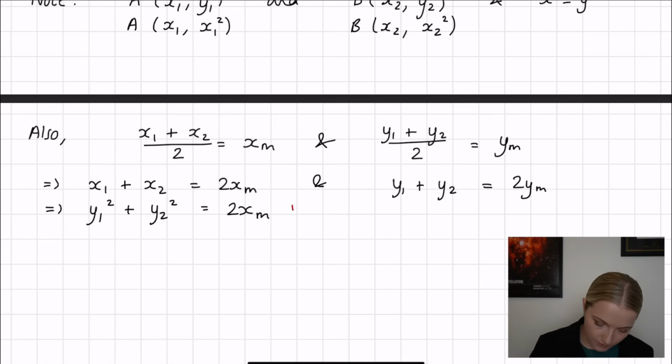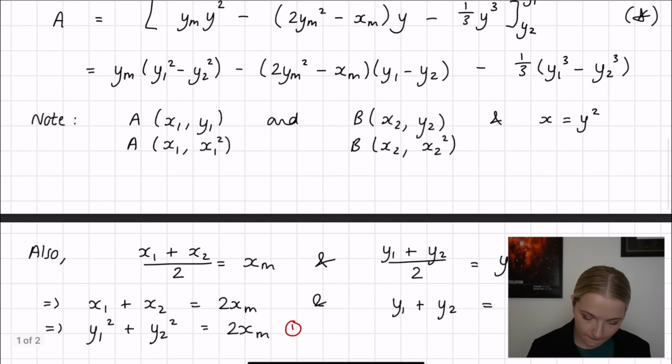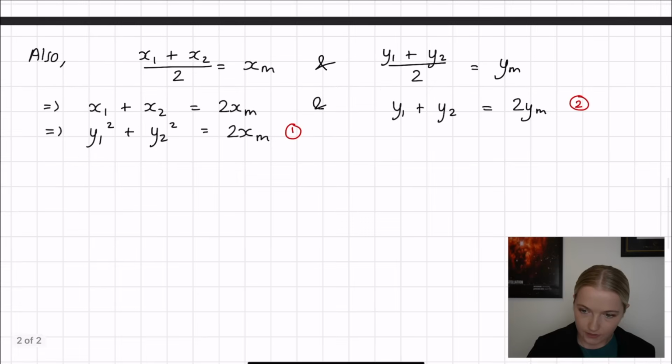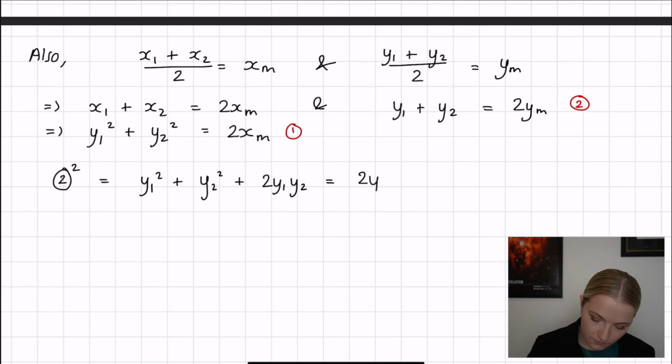Now I'm going to call this equation 1 and this equation 2 because we're going to use it and manipulate it to get some expressions for y1 minus y2 and these expressions here. Okay, so what we're going to do is take our equation number 2, which is this one here, and square it. That will give us y1 squared plus y2 squared plus 2y1 y2 equals, well, that would actually be 4ym squared. Okay.